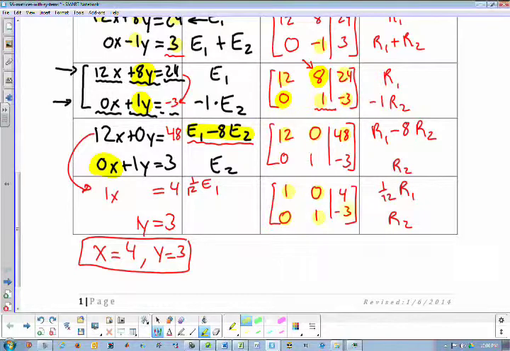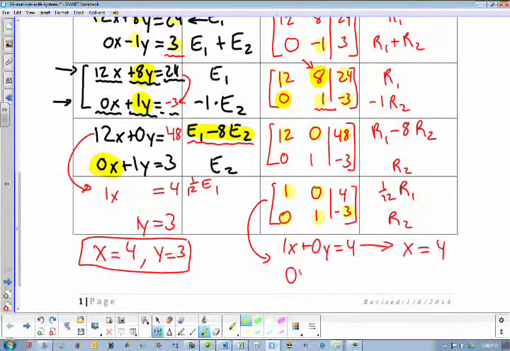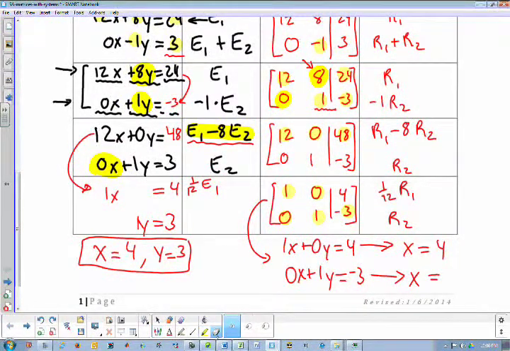Okay? And we remember now all this represents is the equations that says 1x plus 0y equals 4. In other words, x is 4. 0x plus 1y is negative 3. I'm sorry, that's y. Y gives us negative 3. All right, and there's our solutions.